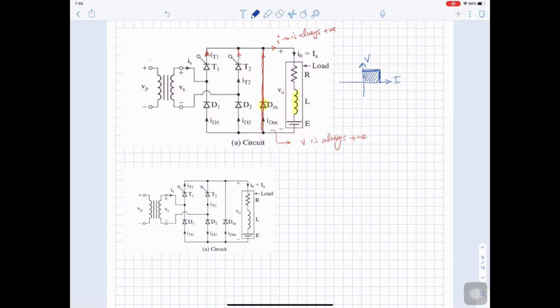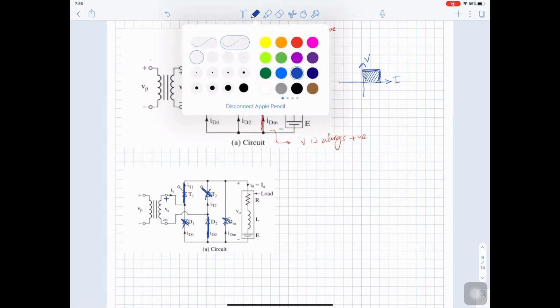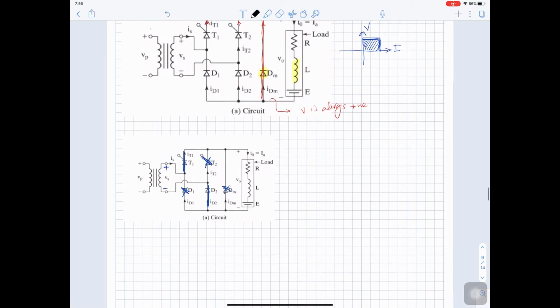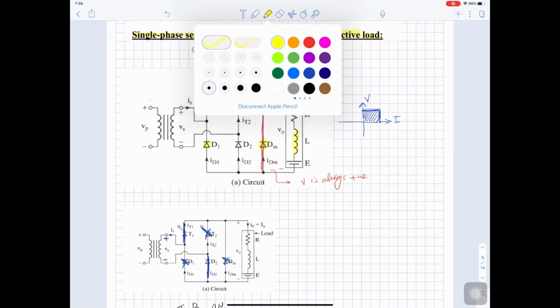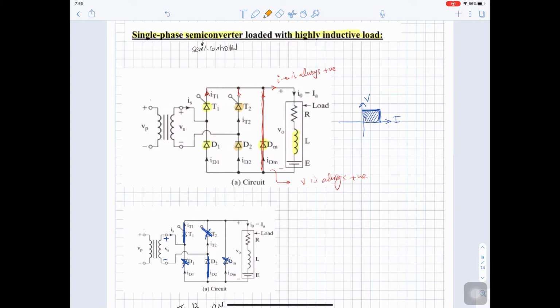Assume that the voltage coming from the source is positive, which will make this thyristor on and this diode on, and the other ones will be turned off. So this is the first mode, when thyristor 1 and diode 2 are on. As you can see, we call this a semi-converter because here we have a thyristor and here we have a diode.